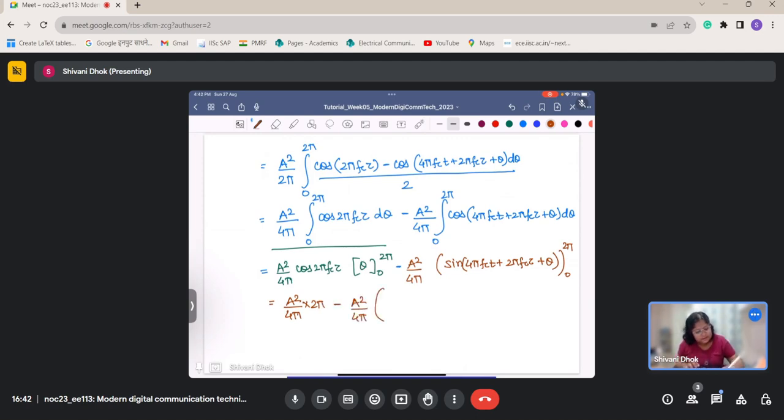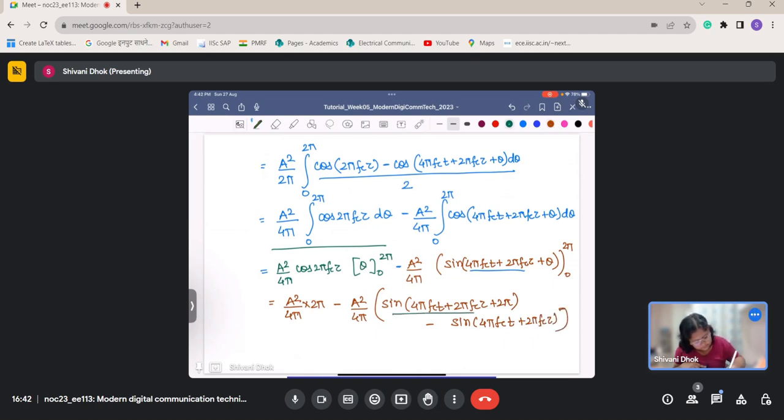Inside the bracket it is sine of some quantity, and this quantity plus 2 pi. Sine of anything plus 2 pi is that quantity itself. So let me write it completely: sine of 4 pi fc t plus 2 pi fc tau plus 2 pi, minus sine of 4 pi fc t plus 2 pi fc tau.